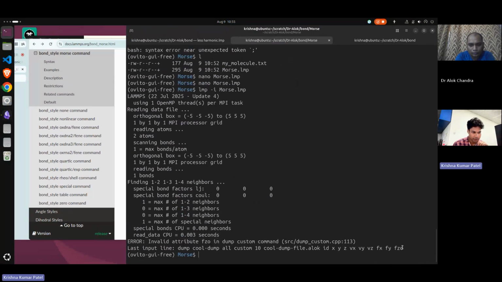Oh, so this is of course incorrect. There should not be the O, because that variable is not recognized by LAMMPS. It knows fx, it knows fy, it knows fz, it does not know fzo. I don't know how I got that incorrect.